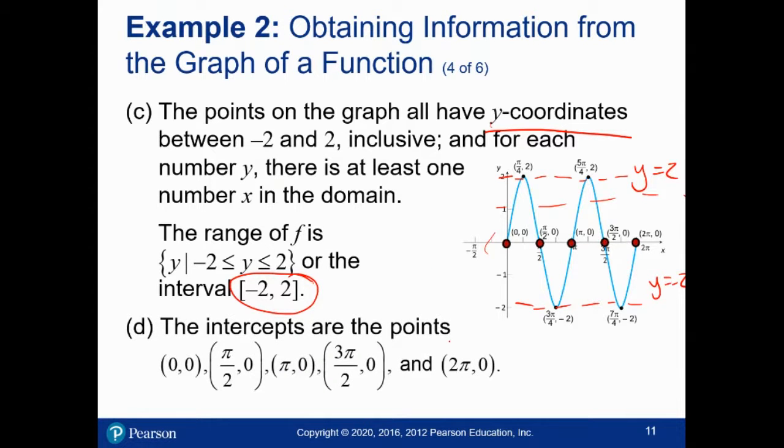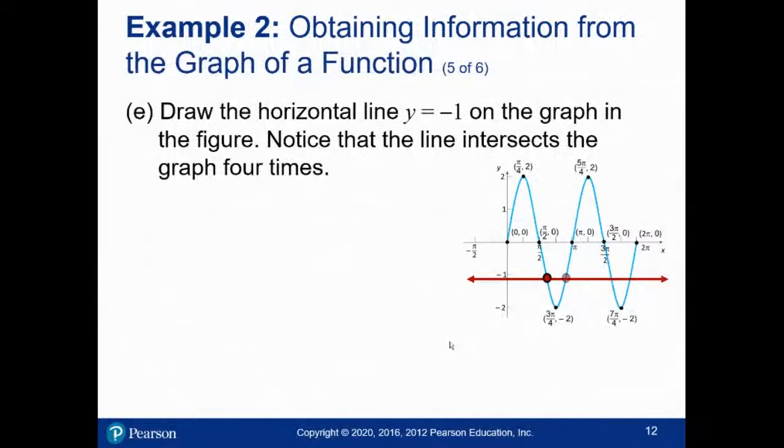Intercepts. There are quite a few intercepts. If I set y equals 0, they're actually nicely labeled for us as x equals 0, pi over 2, pi, 3 pi over 2, and 2 pi. So those are the x-intercepts.